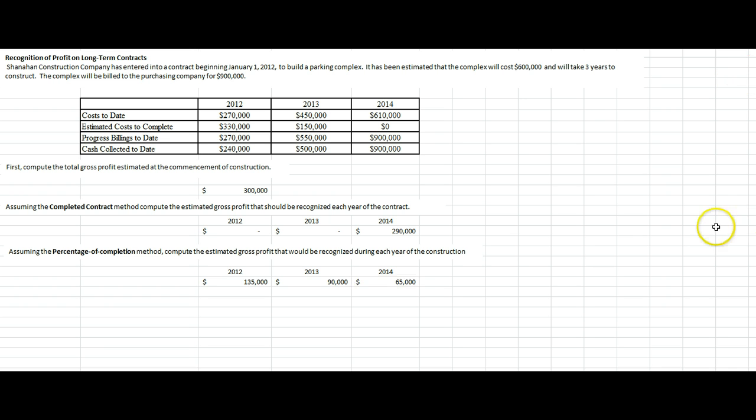And we're almost certainly going to be using the percentage of completion method for booking our gross profit. It's very rare that we'll ever use the completed contract method to account for our gross profit in a long-term contract situation.